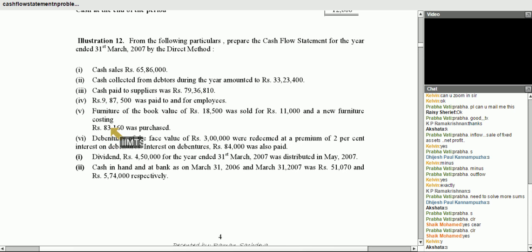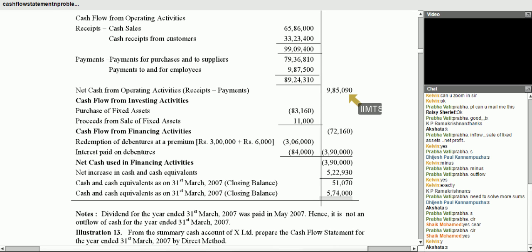This 83,160 was purchased and this was sold. So 83,160 minus 11,000 is 72,160. Then for financing activities, we did redemption of debentures at a premium. So 3 lakh for debentures and 6,000 for premium. Total it will come out to be 3,06,000, and interest paid on debenture is 84,000. When we add them up, it will come out to be a total of 3,90,000.